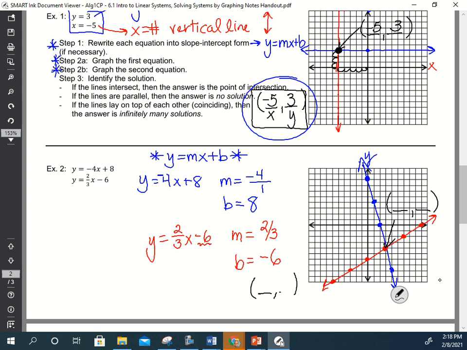So now we have to identify that point. So that's 1. Not a very good drawing. 1, 2, 3. So 3 for x. 1, 2, 3, 4. -4 for y. 3, -4. You need to check that graph because that means something you did is wrong. That should land exactly at 3, -4.